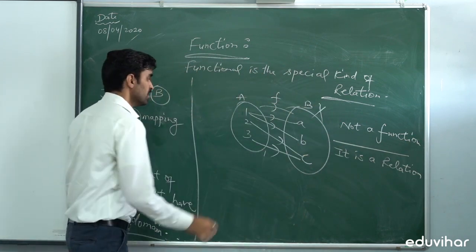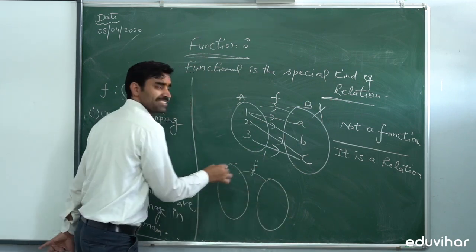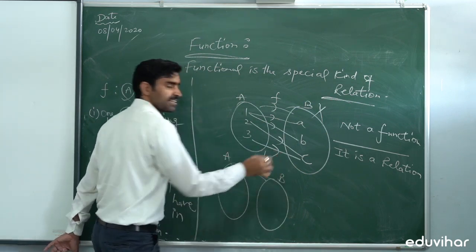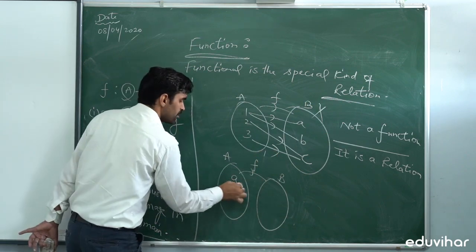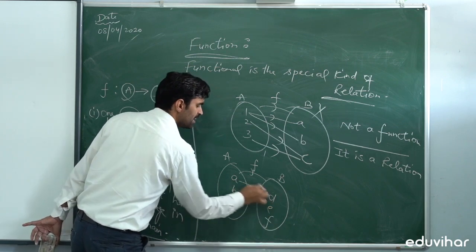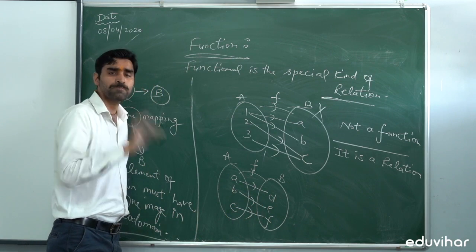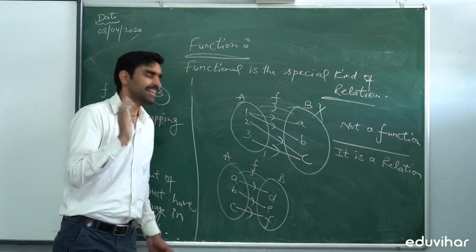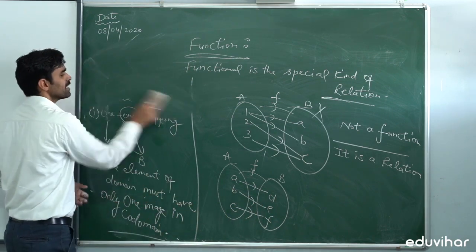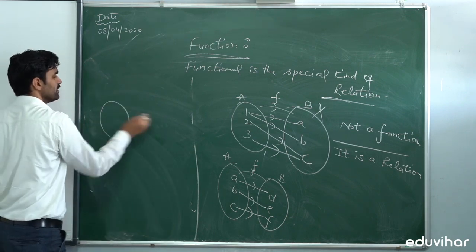It is not a function here. So what should there be for a function? For the function to exist between the two sets A and B, we must have the mapping such that one element must have one image. That is, we can say the two or more elements in the domain.